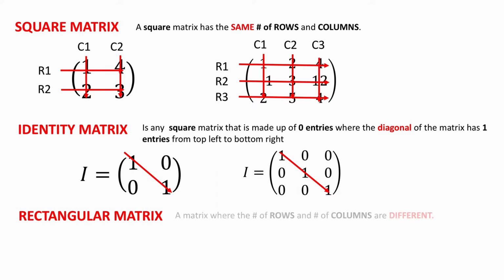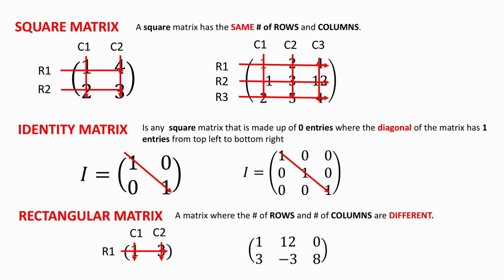Rectangular matrix. A rectangular matrix is a matrix where the number of rows and columns are different. So for example, we have 1 row and 2 columns, so this here is a rectangular matrix. Another example, we have 2 rows and 3 columns. So this is another example of a rectangular matrix.